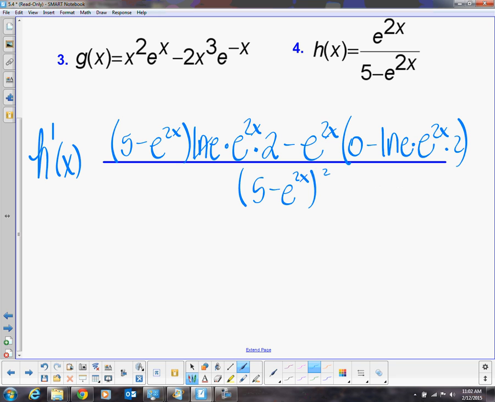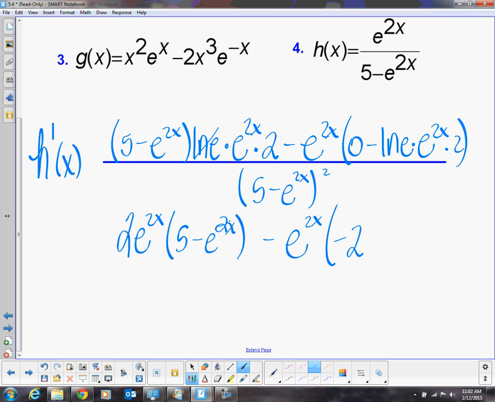All right, so that's 1. So I'm going to have 2e to the 2x times 5 minus e to the 2x minus e to the 2x times, this looks like that's going to be negative 2e to the 2x. Am I right?